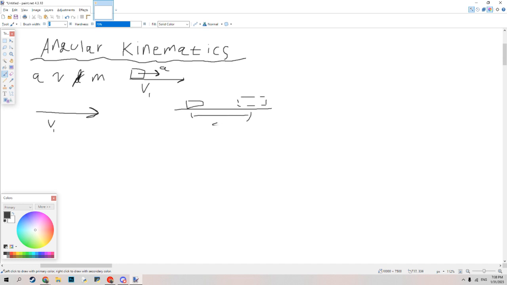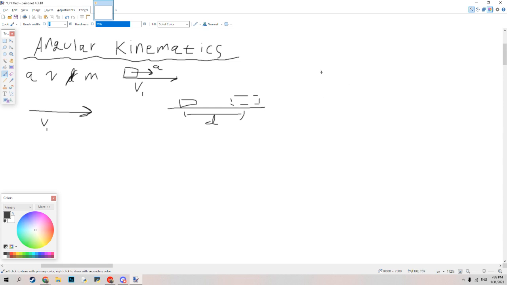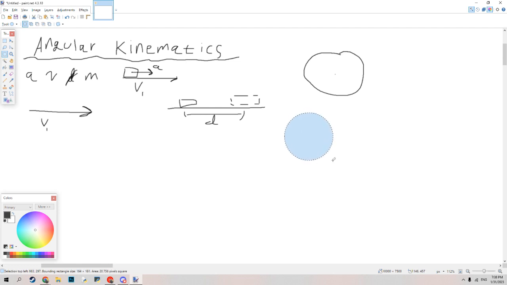And that's our distance d here. And that's what angular kinematics is. But this means that when we consider angular kinematics, we have a bit of a lopsided circle here. Regardless, we have circles, right?